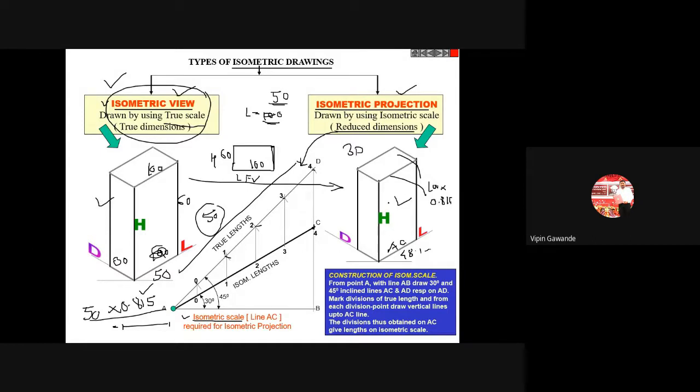So in which drawing will we get the bigger view? We get the bigger view in the isometric view drawing, because this is drawn with the actual dimension and the other is drawn with the reduced dimension. Okay, those are the things.